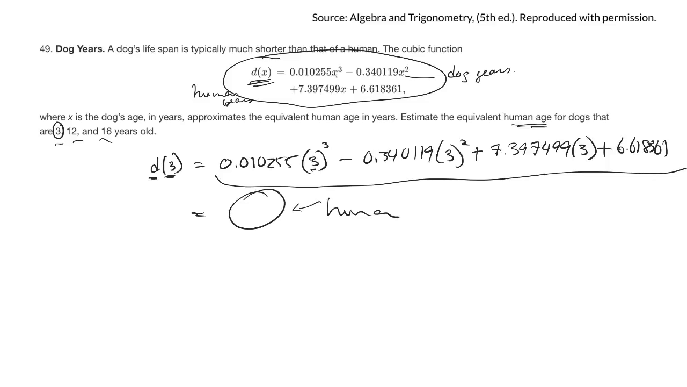And then they want you to put a 12 in. So again, I would just use the same formula, but this time put a 12 in everywhere there's an x, and lastly put a 16 in.